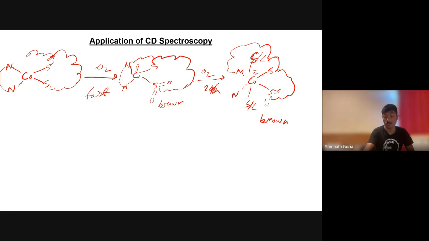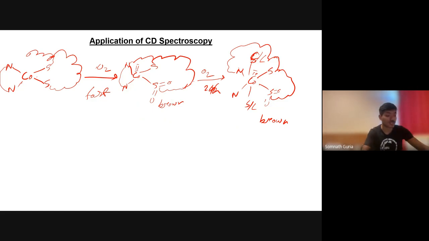Okay, so in this picture the cobalt d-d transition also becomes chiral, becomes CD active because of the induced chirality by these amino acids, which is induced into the d-d orbital transition for the cobalt complex, and in the 400 nanometer to 700 nanometer region the CD activity has been found for this complex.